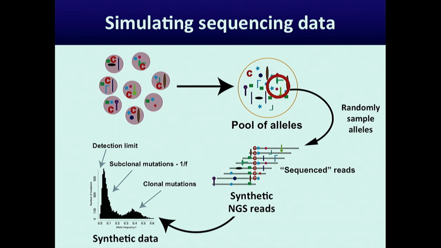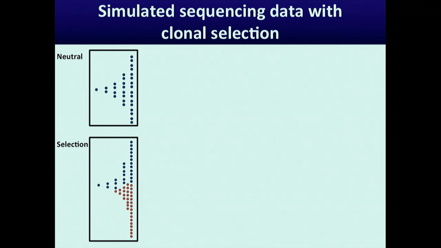And then we can transform these virtual sequencing reads into the variant allele frequency histograms that we obtain from real tumours. And so this is an output of the model, and you can see it looks very much like the data we saw earlier from real tumours, where we have this clonal peak of mutations and a subclonal tail of mutations in this case. Okay. And so, what does selection look like then?